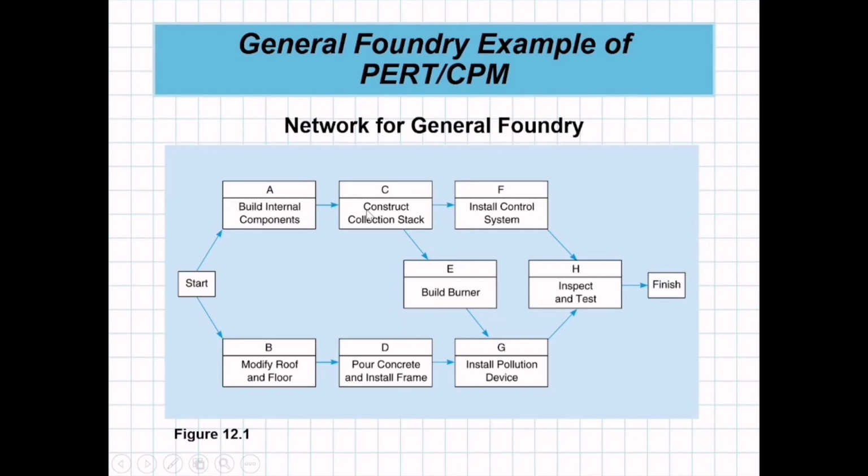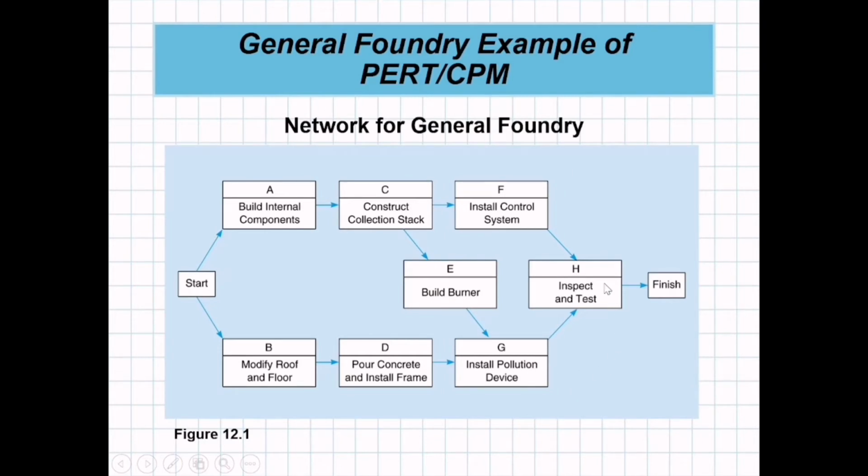Then after letter C, if you're done with C, you can simultaneously proceed with F and E. You can install the control system and you can build a burner. Then after D, you can proceed with G, install pollution device. You need to finish E and D so that you can proceed with letter G, because E and D are the predecessor activities of letter G.